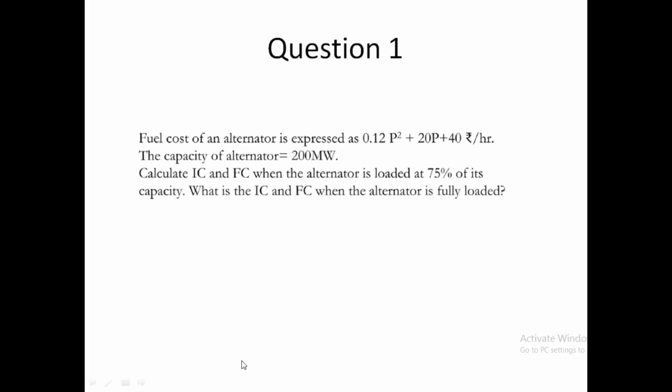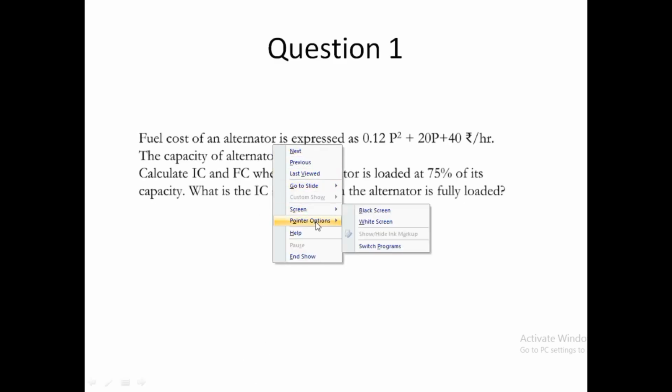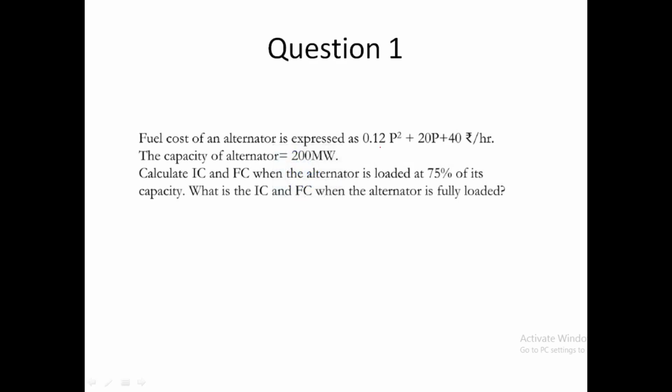Fuel cost of an alternator is expressed as 0.12 P square plus 20P plus 40 rupees per hour. Capacity of the alternator is 200 megawatt. Calculate IC, incremental fuel cost, and FC, fuel cost, when the alternator is loaded at 75% of its capacity. What is the incremental cost and fuel cost when the alternator is fully loaded?